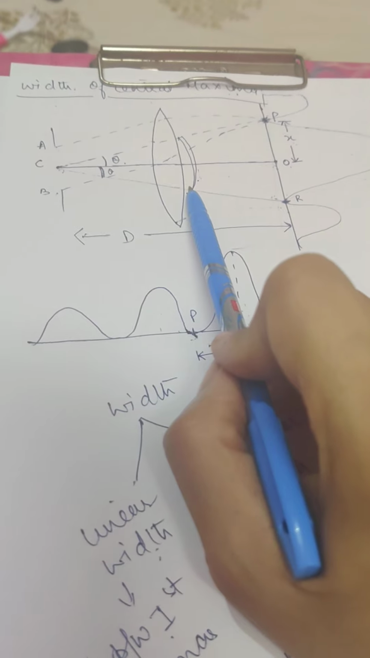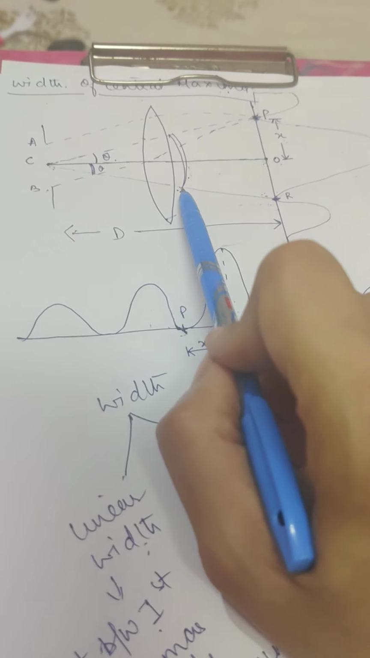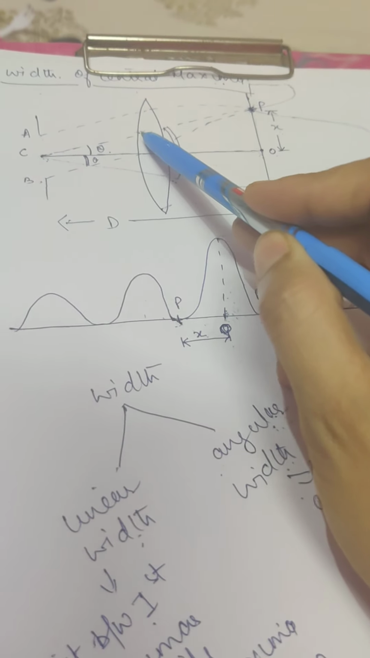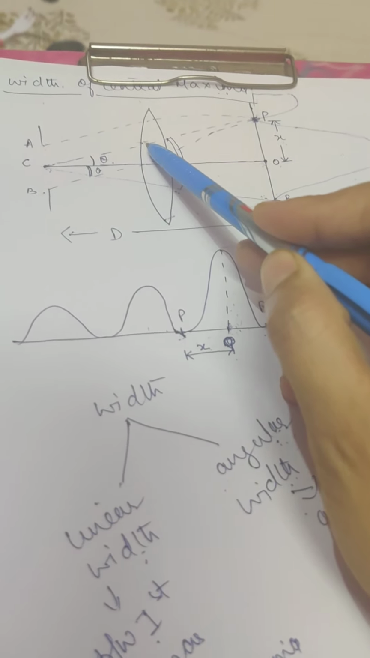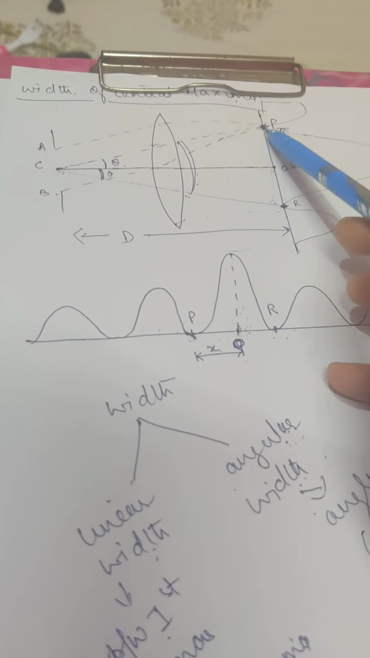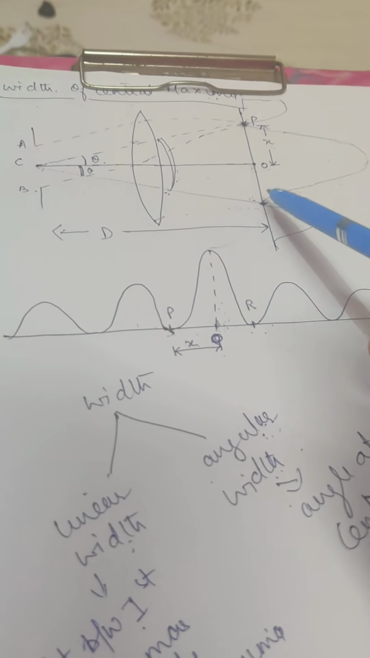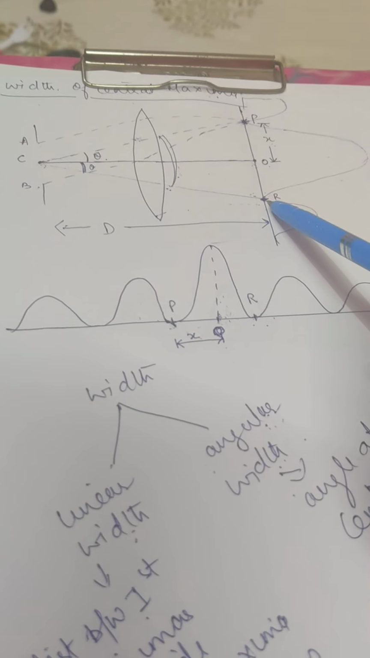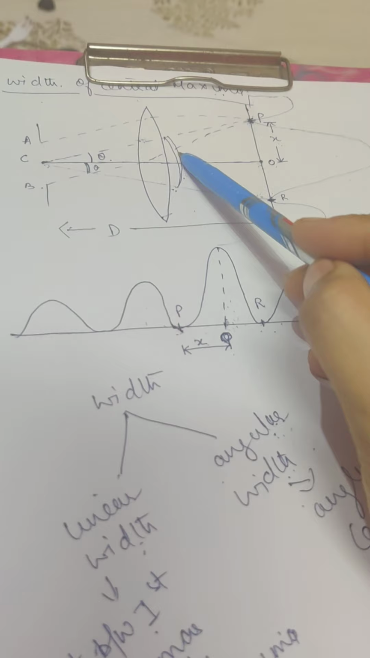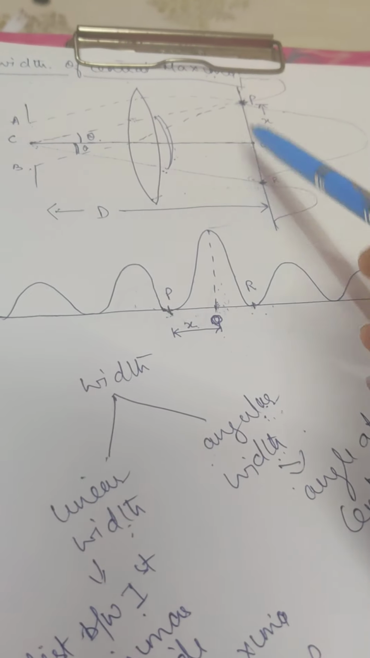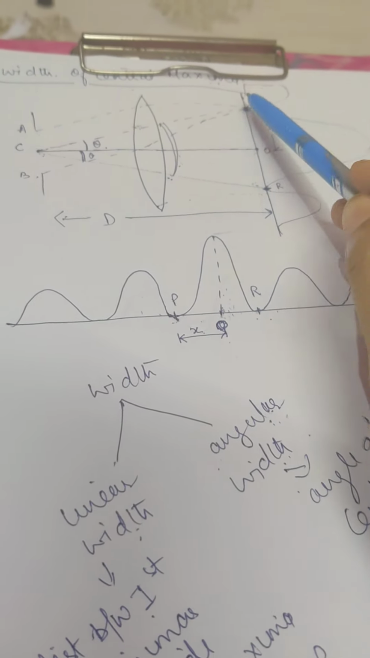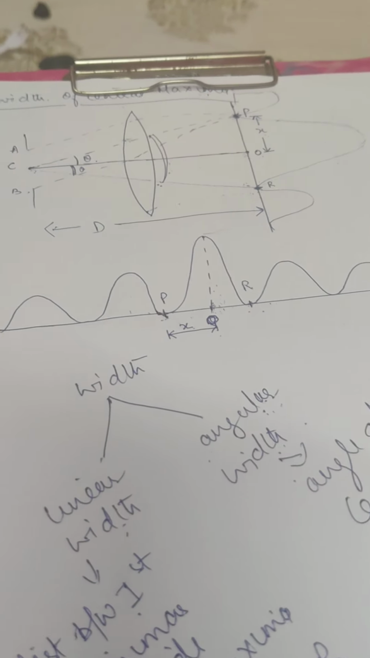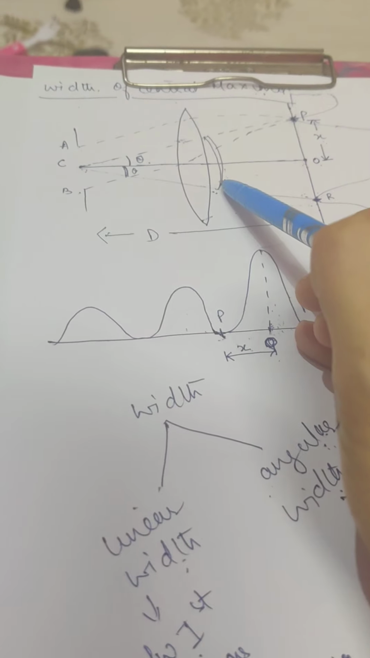Or we can also define this angular width as the angle between the direction of the rays. Beta, these are not rays, these are the directions of my first minima. So I can also define this angular width as the angle between the direction of first minima, the first minima on both sides of the central maxima. This will give me angular width. So you can easily see from the diagram.